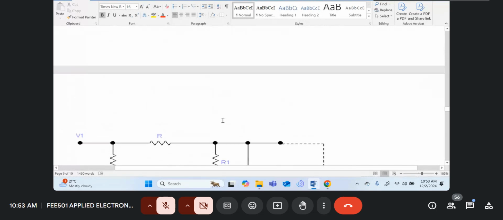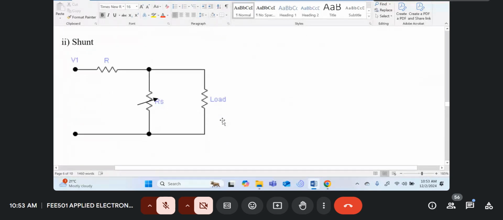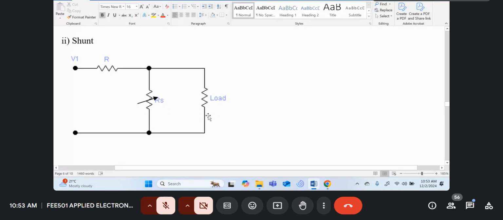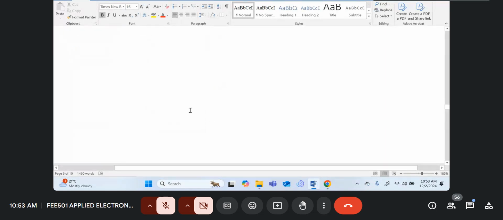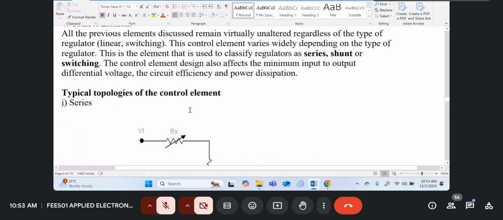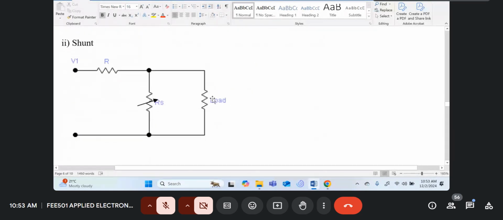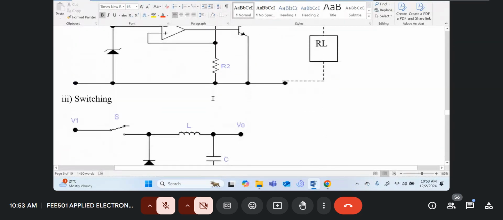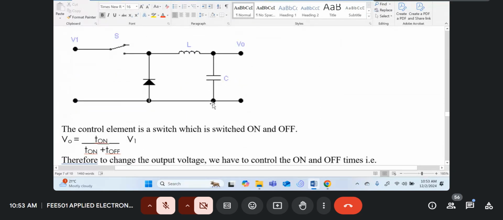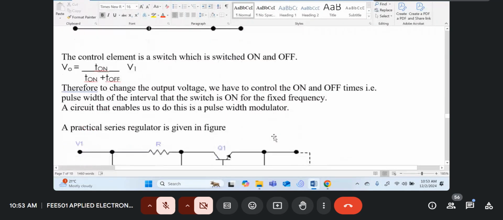Remember, these are the three topologies or the three ways of implementation. We had the shunt, which we just done. Before shunt, there's a series. So series controller element is in series with the supply and the load. And then the last one, which will be your assignment, is the switching regulators. The simple implementation over here.